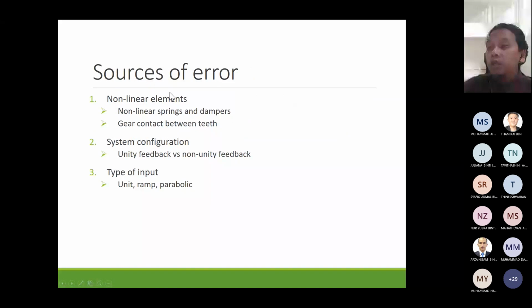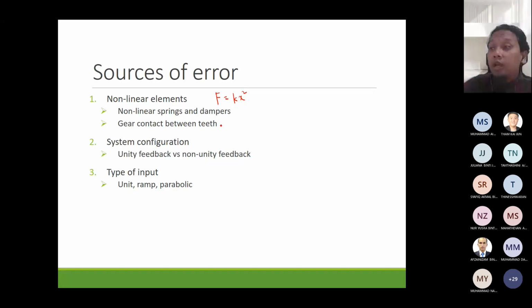There are a lot of sources of error. Number one is when you use nonlinear elements, like springs and dampers. We learned that a linear spring has a Hooke's law relationship, force equals K times X. A nonlinear one may be like K times X squared, for example. So the relationship is nonlinear. When you have nonlinear springs or dampers, then the steady state error will be bigger.